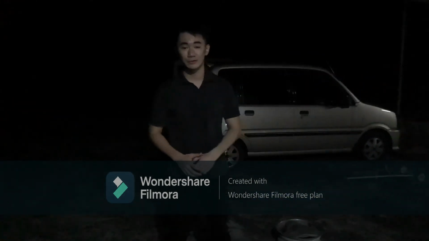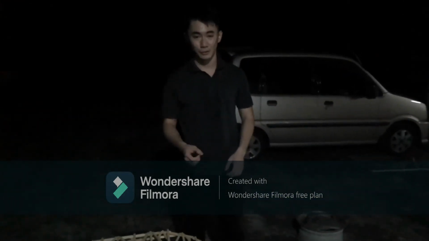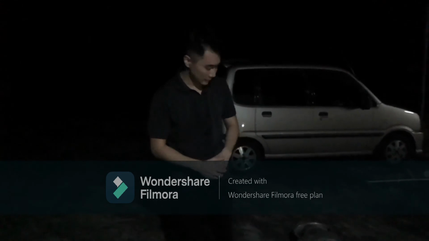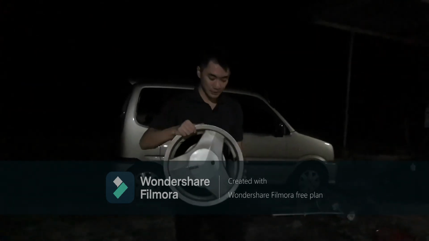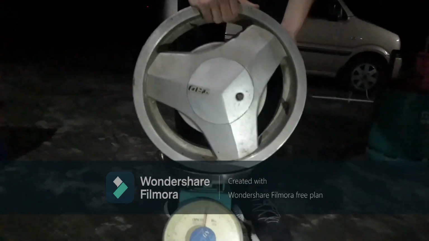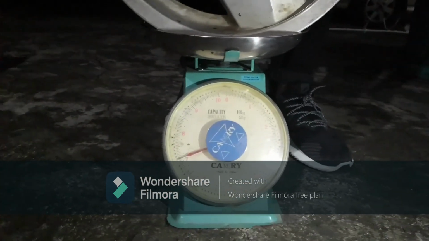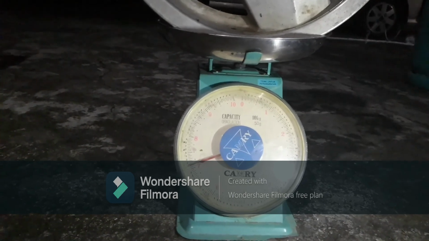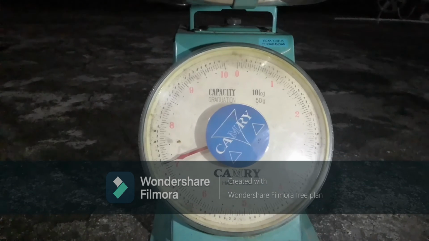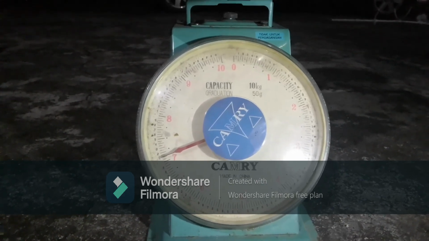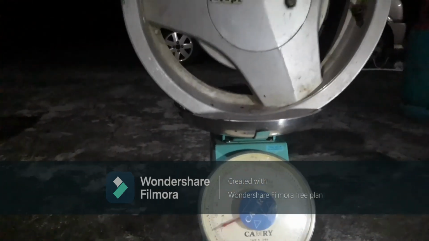Now, I would like to start another testing, which is to increase the load on it. Then, I would like to put this rim on it. So, wait first, we get the reading. How much is it? Alright, it is 7.1 kg. So later on, I will increase the load until approximately 16 kg. Alright. So moving on.